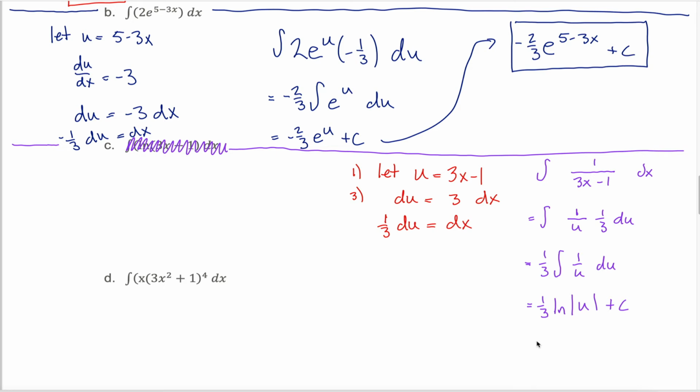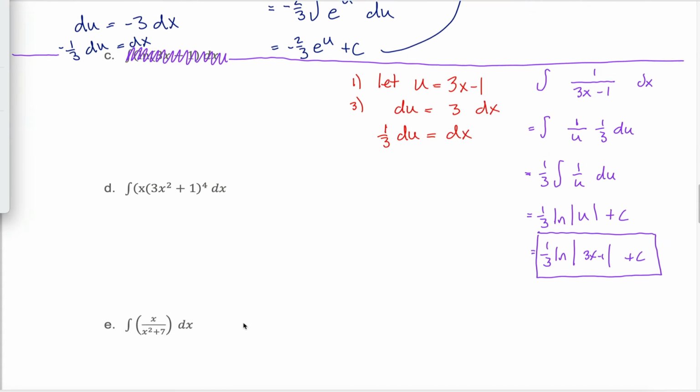Don't forget that you shouldn't have u's in your answer because there were no u's in the question. So let's substitute back, get rid of this u, change it back into 3x minus 1, and I get 1/3 times the natural log of the absolute value of 3x minus 1 plus c.